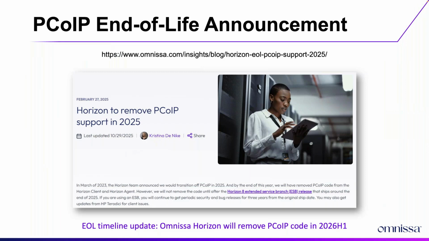So what have we announced? We've announced that we are going to be removing PCoIP from the Horizon product. This blog that's been up for a couple of years, because we wanted to give our customers a lot of notice to come up with a strategy, is a little out of date. It says that after the ESB at the end of 2025 we would be removing it, but we didn't have an ESB at the end of 2025. The ESB, the extended service branch release, will be coming in Q1. So shortly after that, we will begin removing PCoIP from our product.